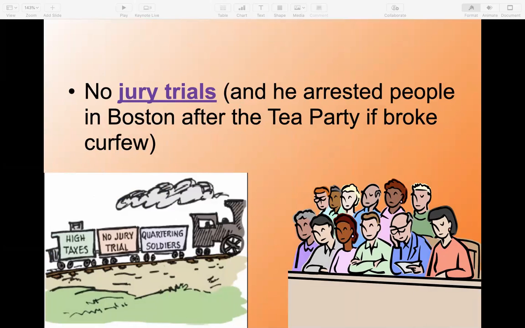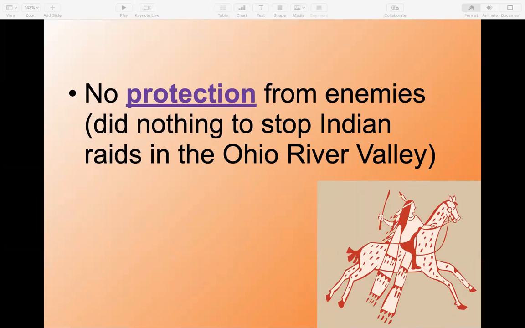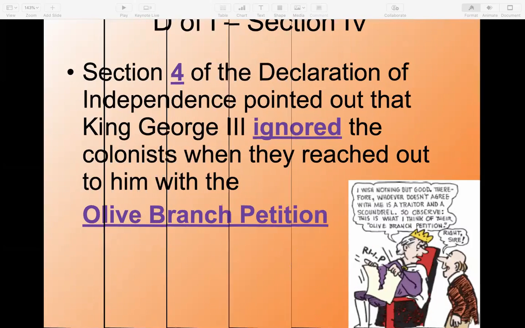And then in parentheses, we have that he arrested people after the Boston Tea Party if they broke a curfew. No protection from enemies, he did nothing to stop the Indian raids in the Ohio River Valley. He declared war on his own people at Lexington and Concord.